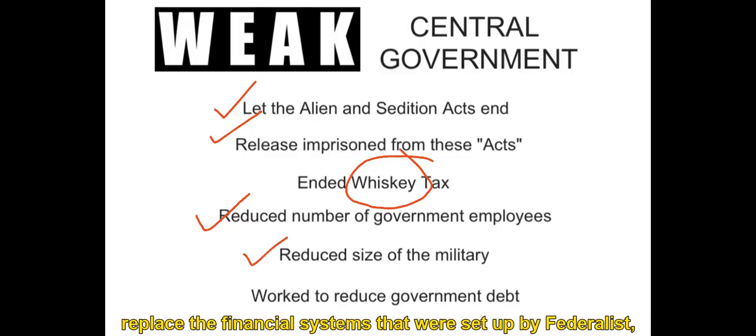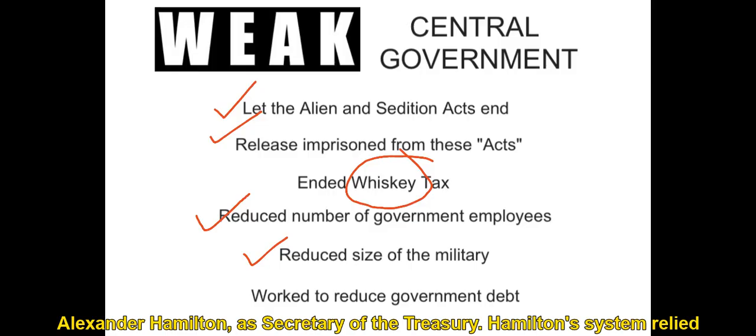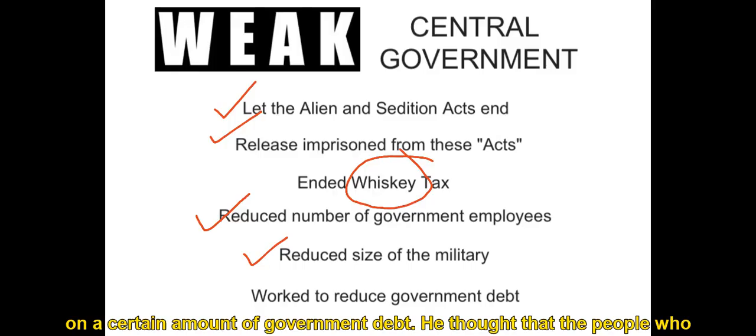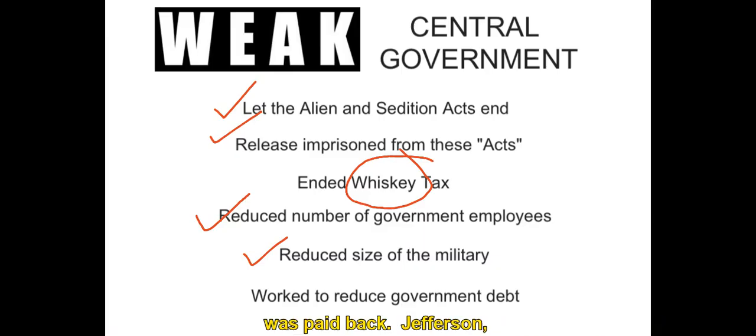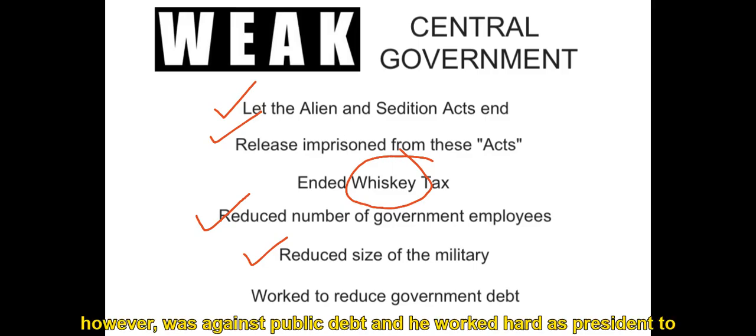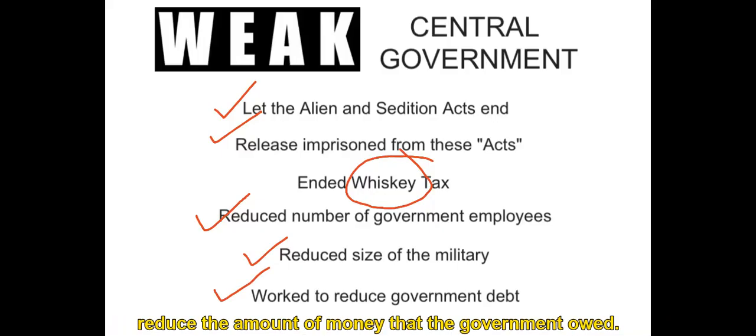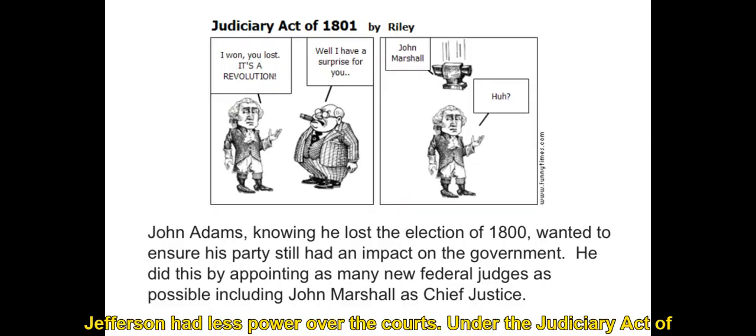Jefferson also tried to replace the financial systems that were set up by Federalist Alexander Hamilton as Secretary of the Treasury. Hamilton's system relied on a certain amount of government debt. He thought that the people who were owed money by their government would make sure their government was run well. Jefferson, however, was against public debt, and he worked hard as president to reduce the amount of money that the government owed. Jefferson had less power over the courts.